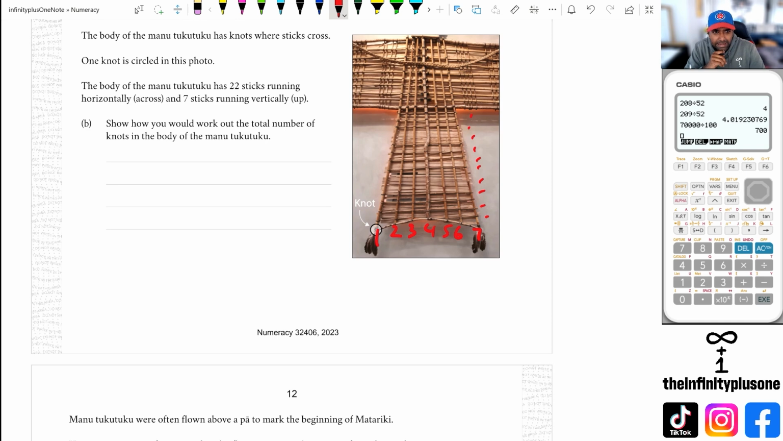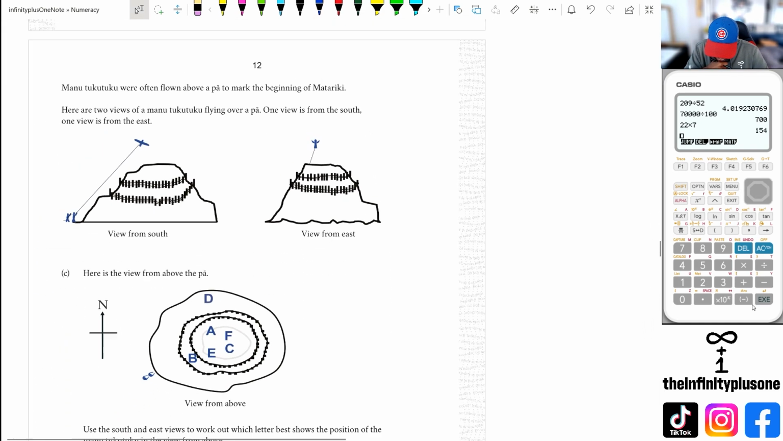So if that's the case, then we've got to actually show how we'd work this out. So I'd probably go 22 times 7, which is whatever that is. Let's just have a quick look. 22 times 7, that's going to give me 154 knots there. And that's question B.